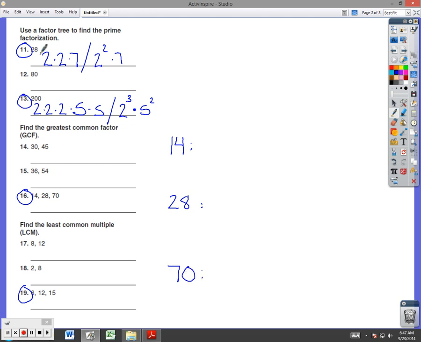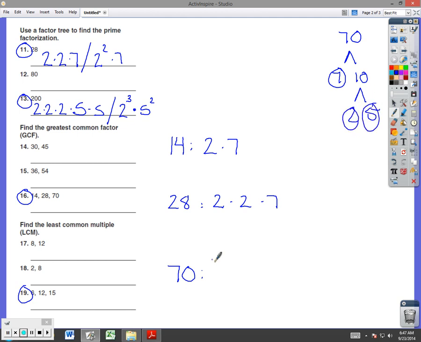Now, look at this. I already did have 28 up here. It's 2 times 2 times 7. 2 times 2 is 4. 4 times 7 is 28. 14 is just 2 times 7. Now 70 is a string of prime numbers. Let me see. I could do a factor tree for this as well. It's 7 times 10. 7 is prime. 10 is 2 times 5. Those are both prime. So a prime factor string for 70 is 2 times 5 times 7.